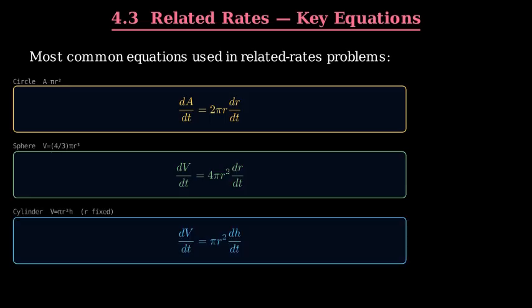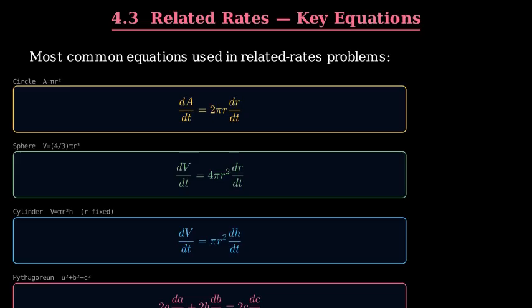Rolle's theorem is the special case where f of a equals f of b. In that case, there exists a c where f prime of c equals 0. The mean value theorem is often used on free response questions to justify the existence of a specific derivative value.